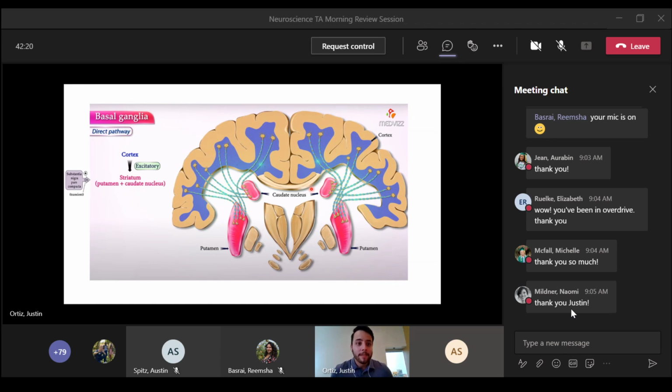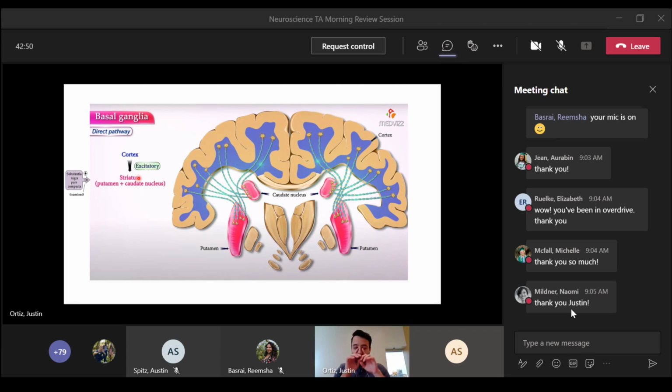So again, here's our direct pathway. Our direct pathway, remember, has the D1 MSNs, which are excited by dopamine. You can see we have excitation via the cortex as well as excitation via the substantia nigra pars compacta. The substantia nigra pars compacta makes dopamine, and this is going to activate the D1 neurons in the striatum. So that's the first step.